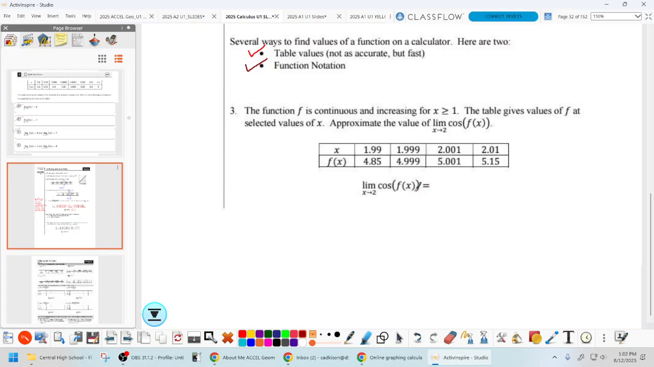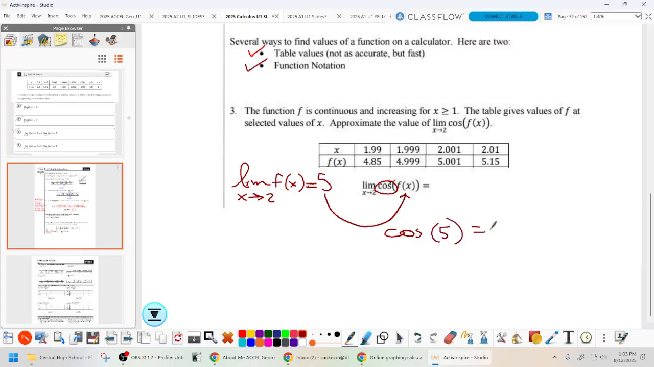Well, let me ask you this. What if this wasn't here? What would you do? Or what would you say the answer would be? Okay. Yeah. So if it's just the limit as x approaches 2 of this function, with cosine there, plug that in to cosine. So it's really just cosine of 5. So use your fancy new calculator and tell me what cosine of 5 is.